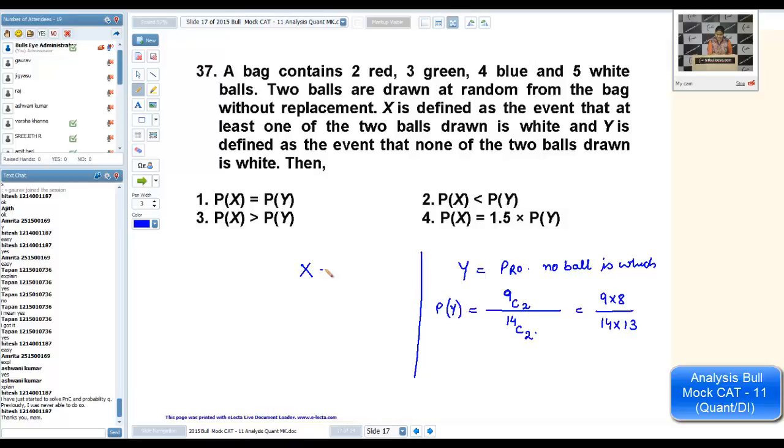Now what is x here? X is at least 1 ball is white. Can you say that is the reverse of y? So what is the probability of x? That will be 1 minus probability of y. Now you can get the value, you can compare them and you can mark this option.